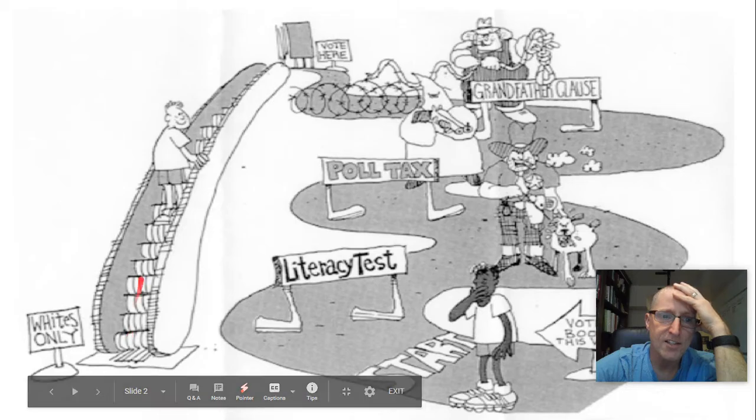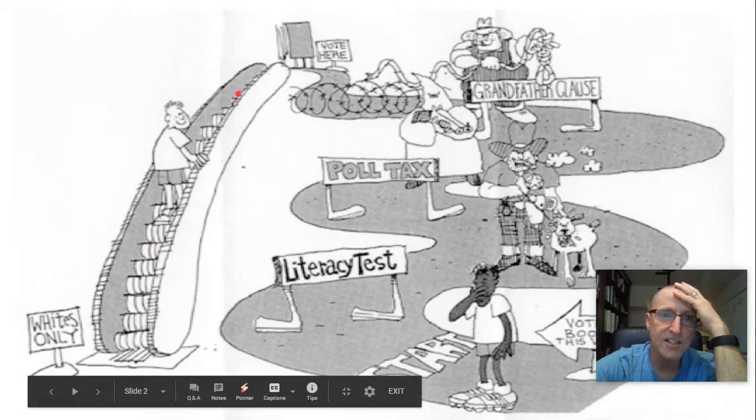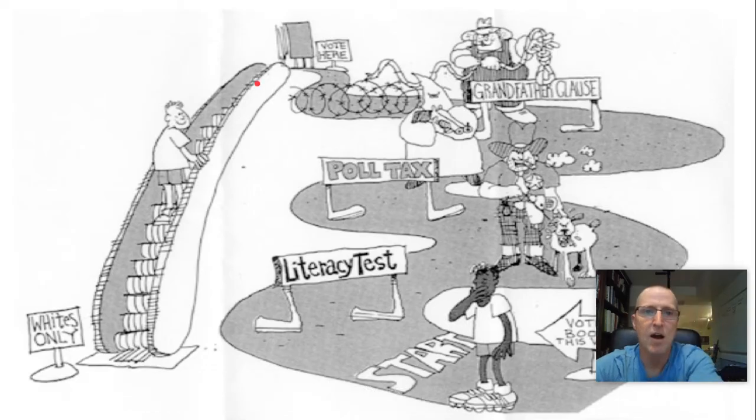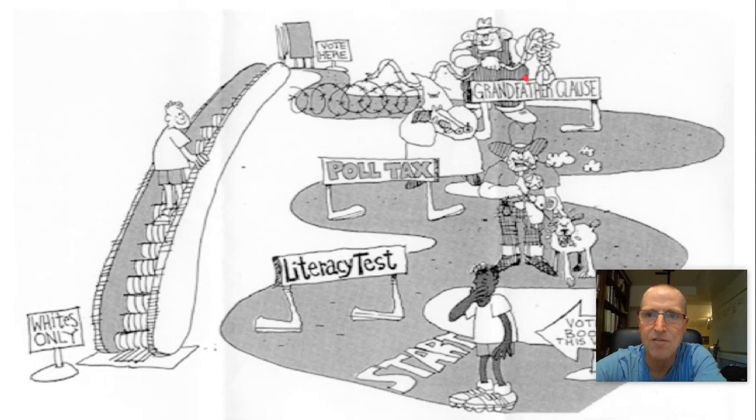The white guy is on the escalator, almost as if he's in a mall, very, very easily taking this journey to the top. He's even smiling. So they're going to go and vote. Now, he's not going to have a problem, but the African American is going to have the problem. If he wants to get there, he's going to have to get through a number of things: the literacy test, the poll tax, the grandfather clause, and then we have these characters along the way, which we will get to. So let's try and break this down and see what it is.